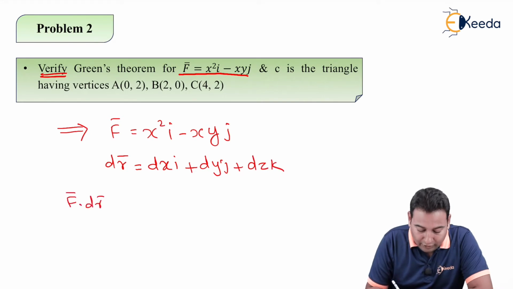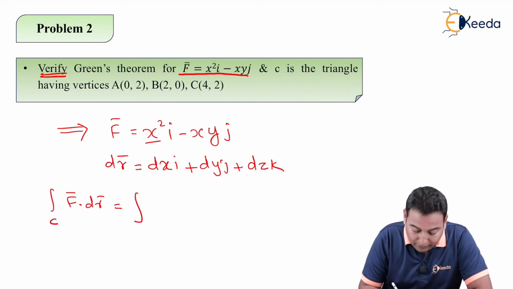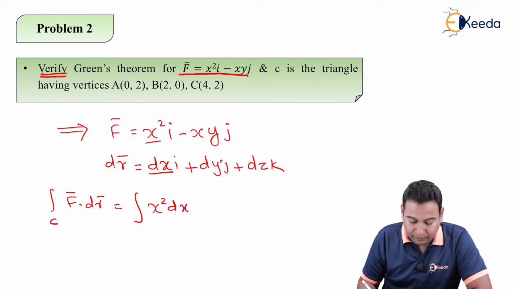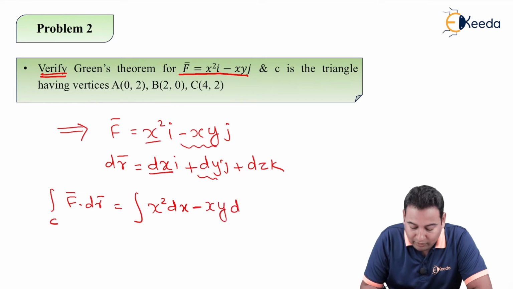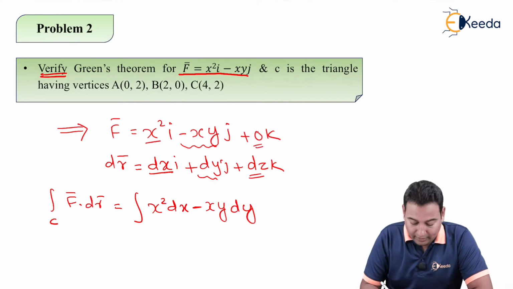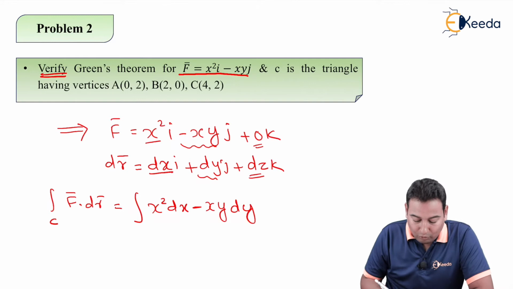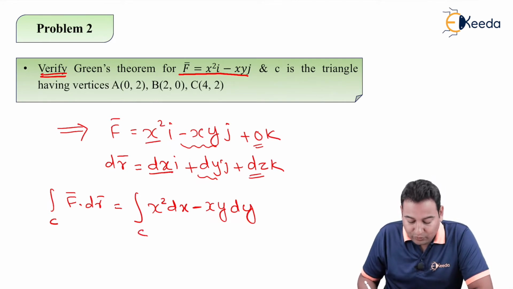Therefore, F bar dot dr bar, I am going to take integration also. With i we have x square and dx, they will be multiplied. With j it's minus xy and dy, therefore minus xy dy. With k we don't have anything, 0 into dz is nothing. Therefore, our problem got converted into integration over C of x square dx minus xy dy.